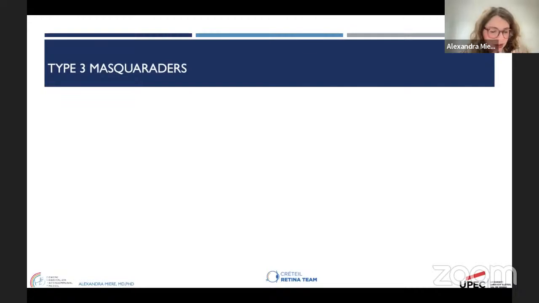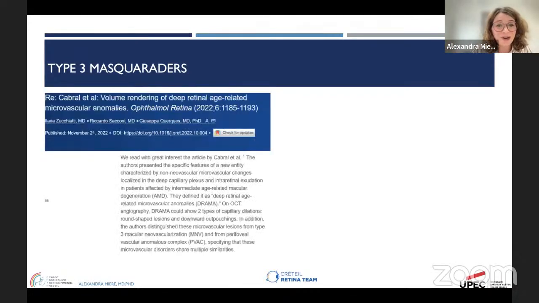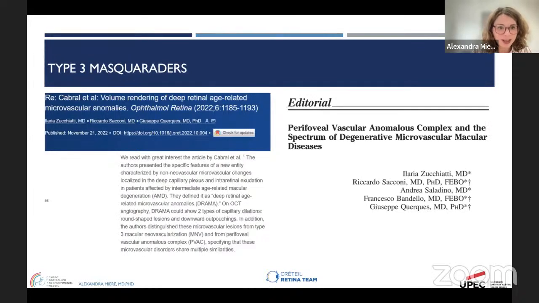And there are also several differentiating factors histologically. I mean, how often do we perform histology for our type 3 patients in order to know if they have one or the other? So there has been some controversy regarding the difference between PVAC and DRAMA and the whole spectrum of microvascular abnormalities that may accompany type 3 macular neovascularization in particular and in general.